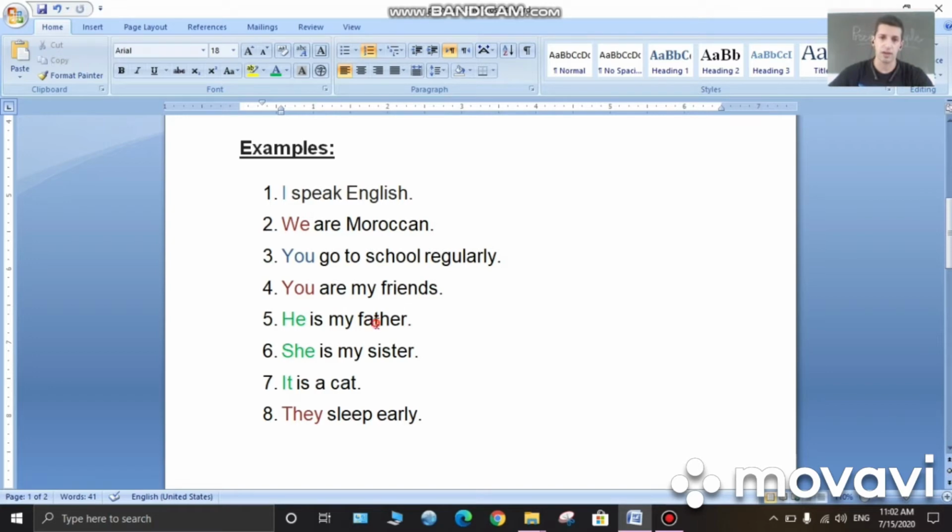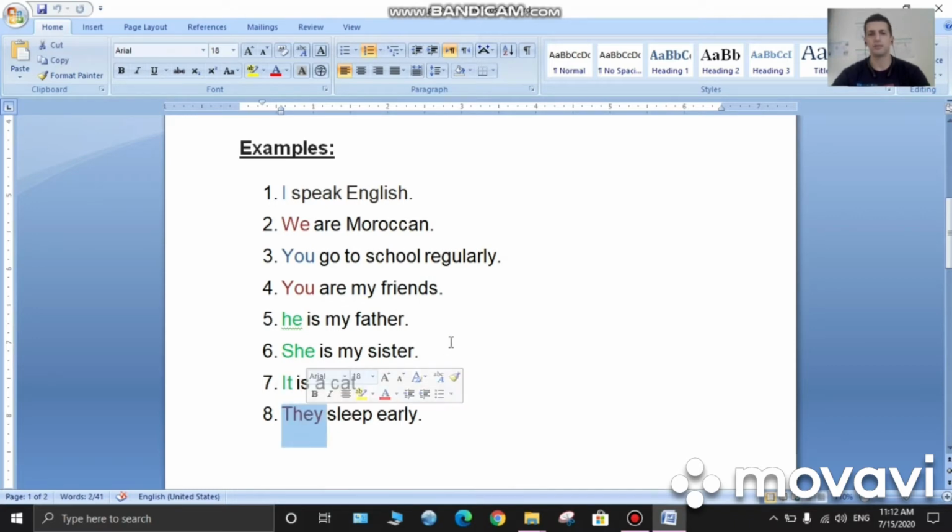He is my father, and because father is a male, we use he. She is my sister, and sister is a female, and we use she. It is a cat. So a cat is an animal, and we refer to it with it. They sleep early, and they is a plural for a group of people who sleep early. Notice here that all the subject pronouns come at the beginning of the sentence. So we always start a sentence with subject pronouns.